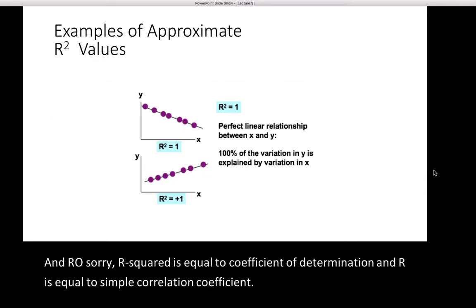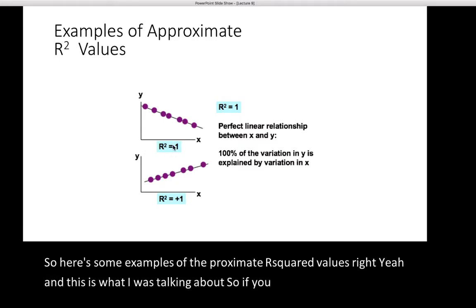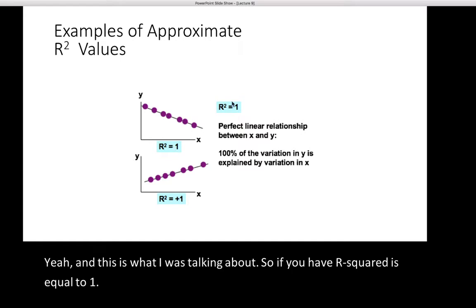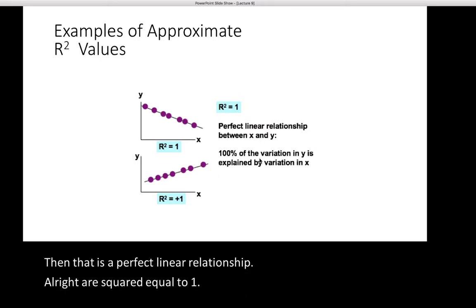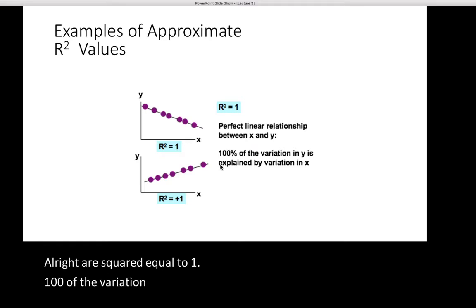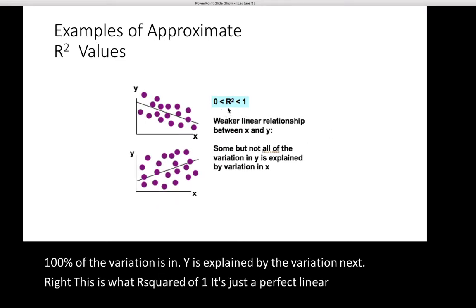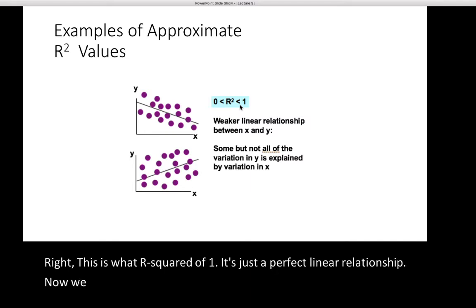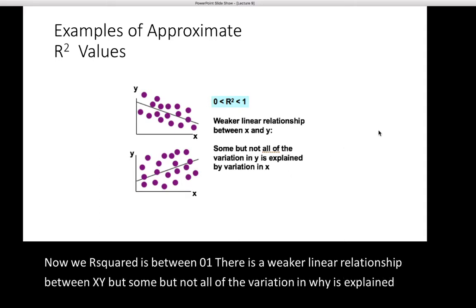So here are some examples of the approximate r squared values, right? And this is what I was talking about. If r squared is equal to 1, then that is a perfect linear relationship. Right, r squared equal to 1. 100% of the variation in y is explained by the variation in x. This is what r squared of 1 means. It's just a perfect linear relationship. Now, when your r squared is between 0 and 1, there is a weaker linear relationship between x and y, but not all of the variation in y is explained by variation in x.